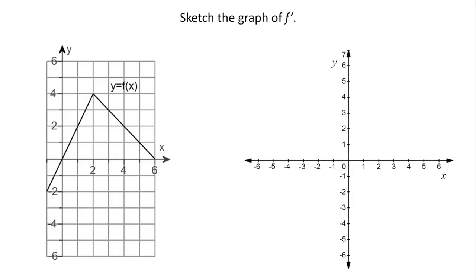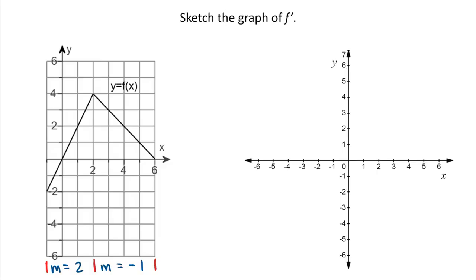Let's do one more example. In this example, we're given the graph of the function and we're asked to sketch the graph of f prime, the derivative. The graph of our original function is made up of 2 line segments. One from when x equals -1 to when x equals 2, and the other from when x equals 2 to x equals 6. The segment from when x equals -1 to x equals 2 has a slope of 2. And the segment from when x equals 2 to x equals 6 has a slope of -1.